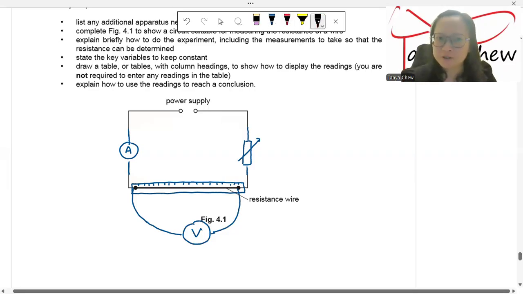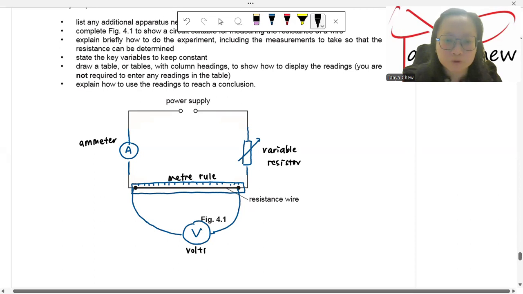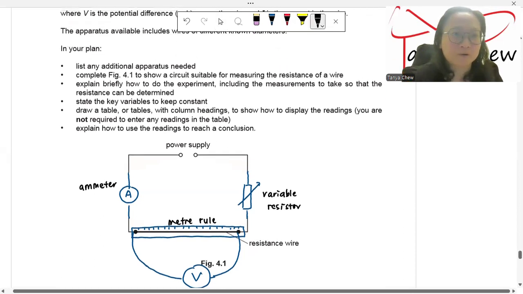And don't just leave your diagram like that. You have to label your diagram. This is ammeter. This is meter rule. Resistor wire has already been labeled, so I just leave it there. This is variable resistor. And this is my voltmeter. So I have completed the second part first, which is Fig 4.1.